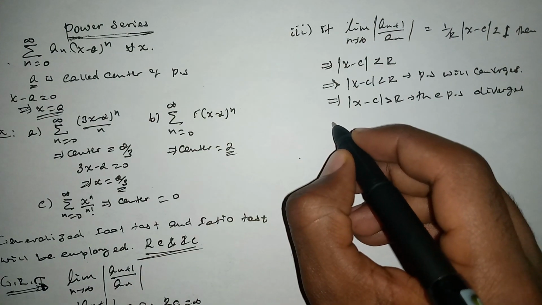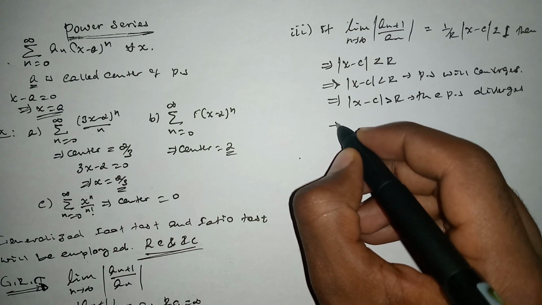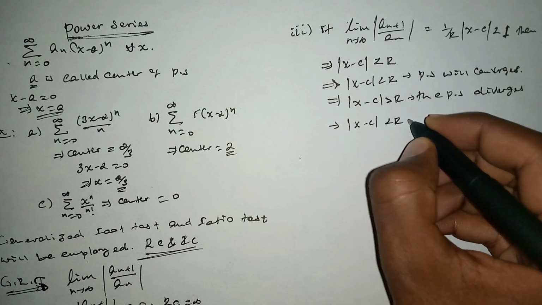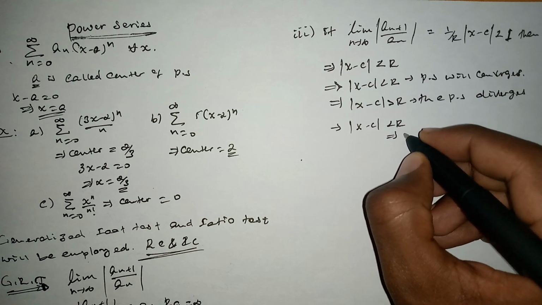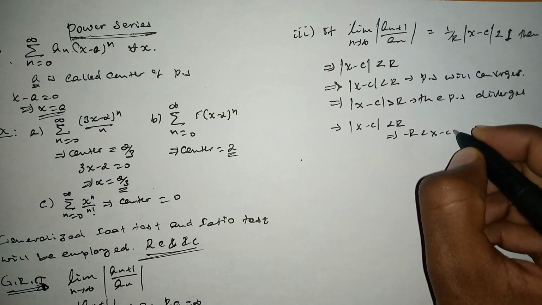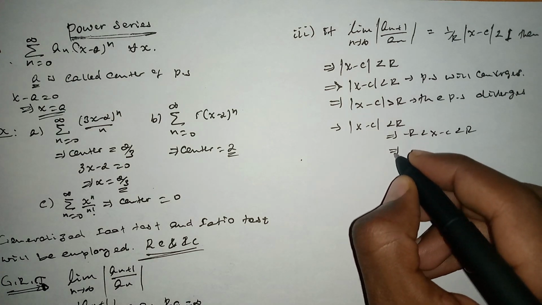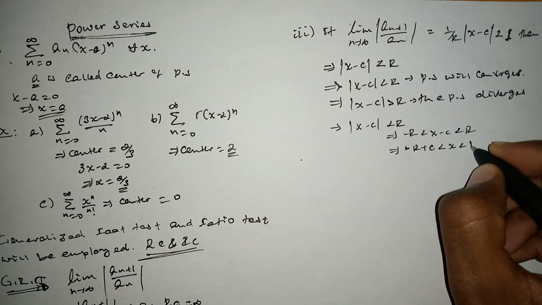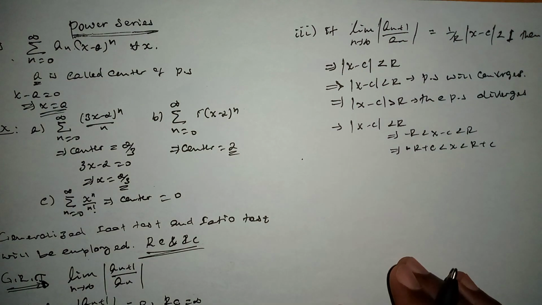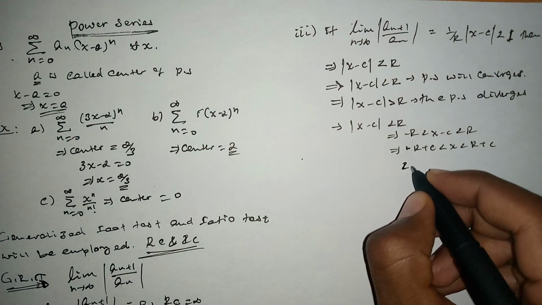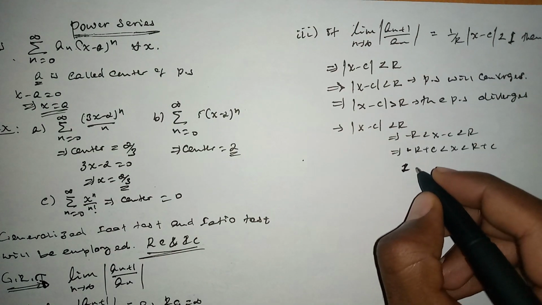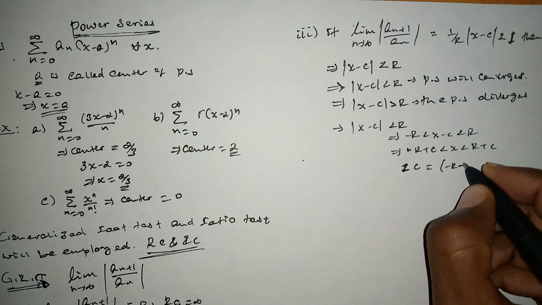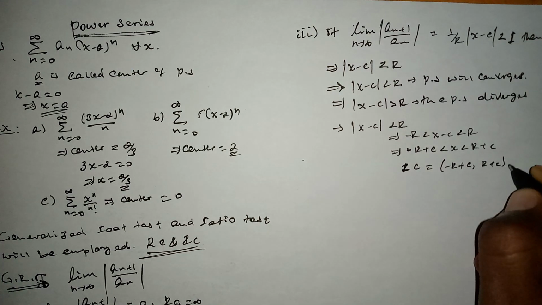From this we have absolute value of x minus c less than r. This means minus r is less than x minus c is less than r. This results in minus r plus c is less than x is less than r plus c. So from this, the interval of convergence is equal to negative r plus c comma r plus c.